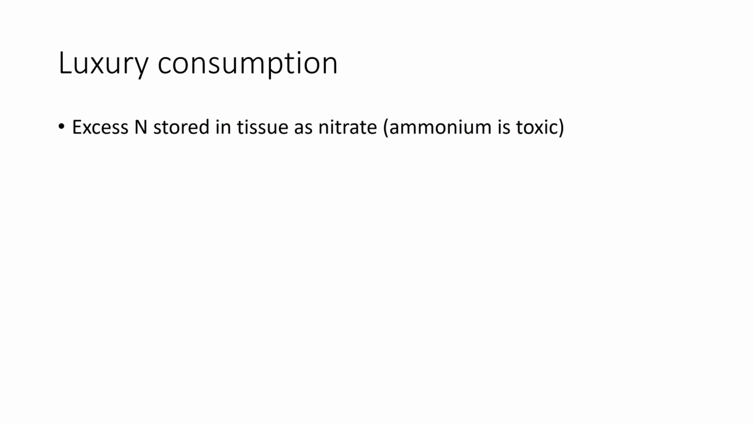Luxury consumption. We always worry about luxury consumption. Nitrogen can be stored to excess because nitrogen is a very important nutrient. Excess nitrogen is stored in the tissues as nitrate because the ammonium is toxic. If you get too much of the NH4, it's going to be toxic and it's going to cause things to die. But nitrate can be stored, to a fair amount. We said in the beginning that nitrogen was somewhere around 3 to 5%. With excess luxury consumption, you could actually find 7 to 10% of the tissue being nitrogen.